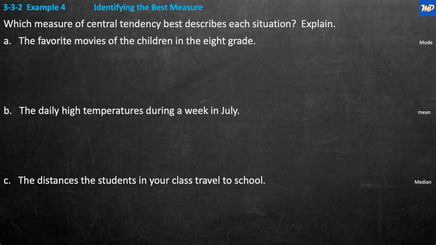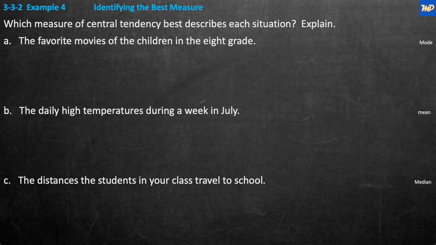Okay, example 4, identifying the best measure. So, which measure of central tendency best describes each situation? And then explain. So the question here says, the favorite movies of the children in the 8th grade. So if you had mean, mode, and median to try to just say which is the favorite movie, how would you do it? Can you average movies together? Probably not. Can you find the middle movie of 8 or 9 different movies or 20 different movies? Can't do that. But you can do what? You can look for the mode.